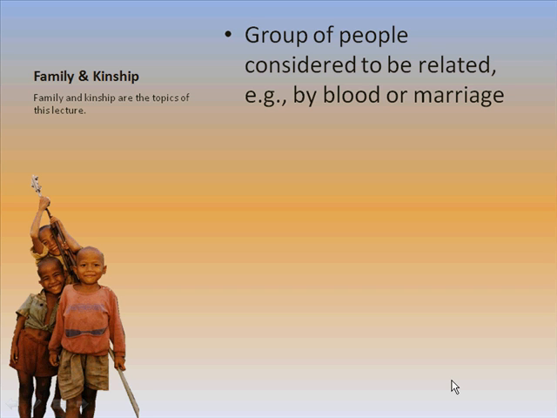In this lecture, we're going to talk about family and kinship. A family can be defined as a group of people that are considered to be related, and this can be by blood or it can be by marriage. We usually see families in a household, which means that there's a group that lives together, they cooperate on a daily basis in production for the family, and they share in the proceeds of labor and other common resources.